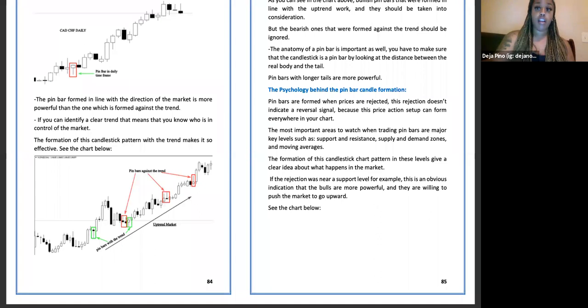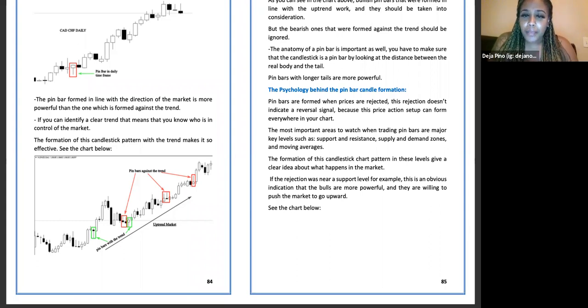Pin bars are an important candlestick pattern, and that's one you should be looking for when you are marking up your charts. Even if we go look at some charts right now, I guarantee that we'll see a lot of pin bars at support and resistance levels, okay?